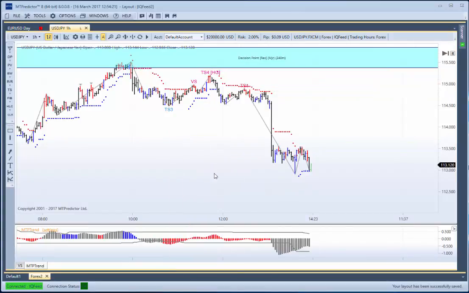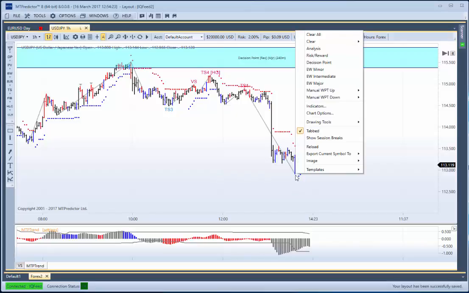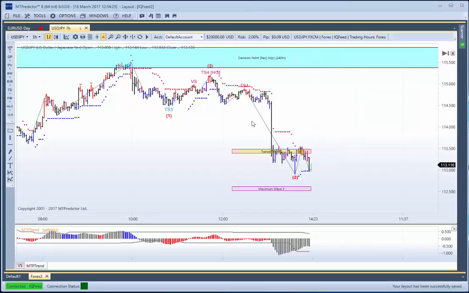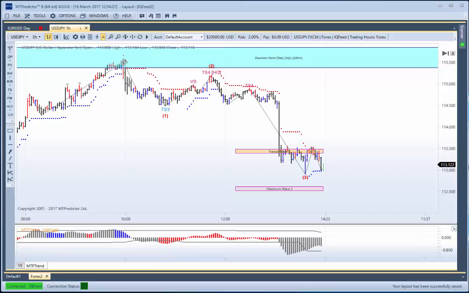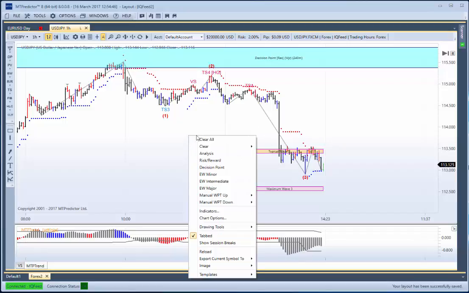What is a Holy Grail trade setup? Well, if I right mouse click down here, do Elliott Wave Major, a Holy Grail trade setup is where the market comes off a major high, in other words a high on a higher time frame resistance or DP. The initial move down is a wave 1. The initial correction up is a wave 2 that should subdivide into an ABC, which it did.